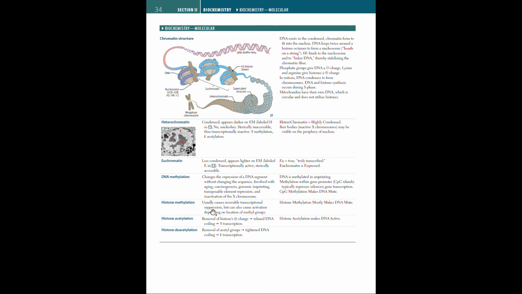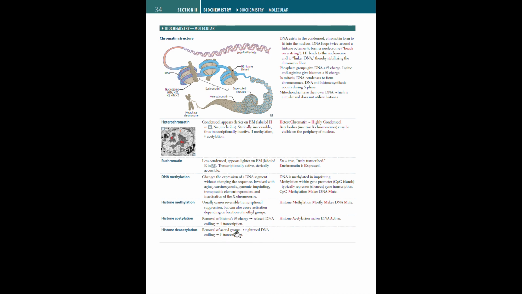Histone methylation usually causes reversible transcriptional suppression but can also cause activation depending on location of methyl group. So histone methylation mostly makes DNA mute. Histone acetylation, removal of histone's positive charge, relaxed DNA coiling, causing it to increase transcription. So as we said, if there is methylation, there is no transcription. But if there is acetylation, it opens it up, like loosens it up. So this causes increased transcription.